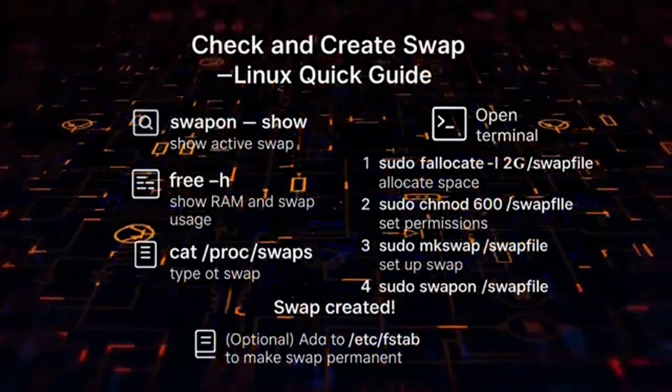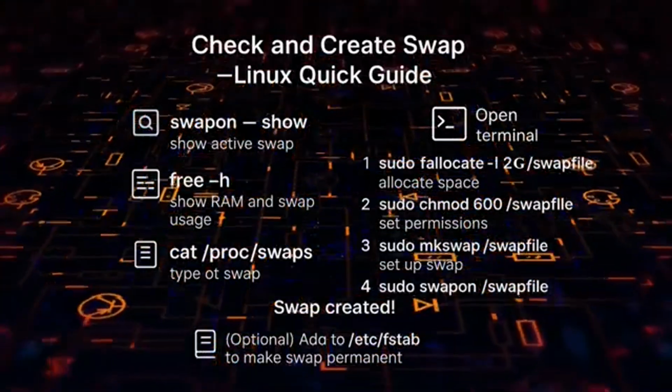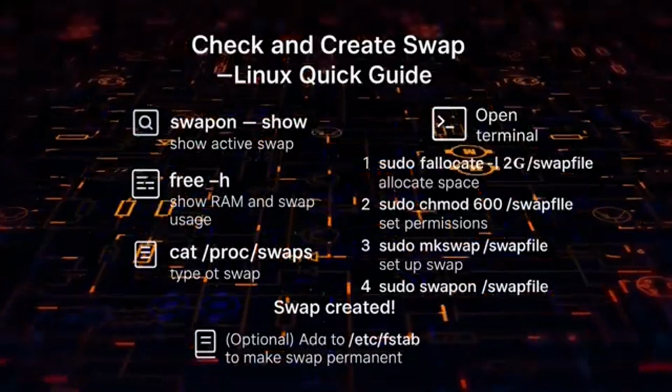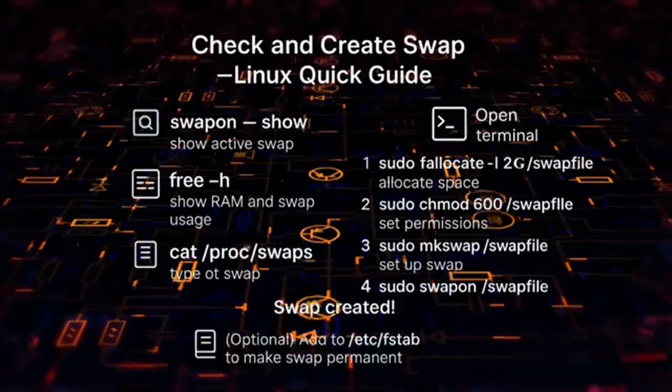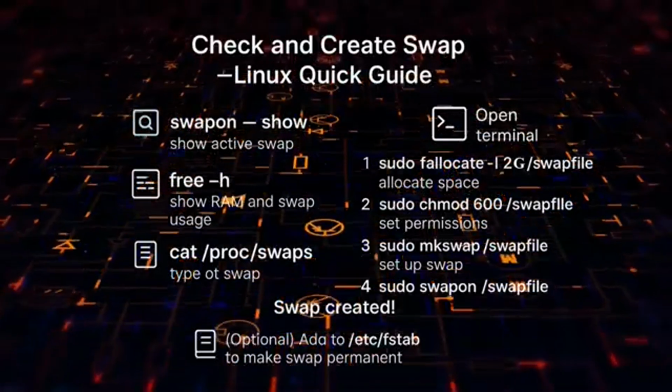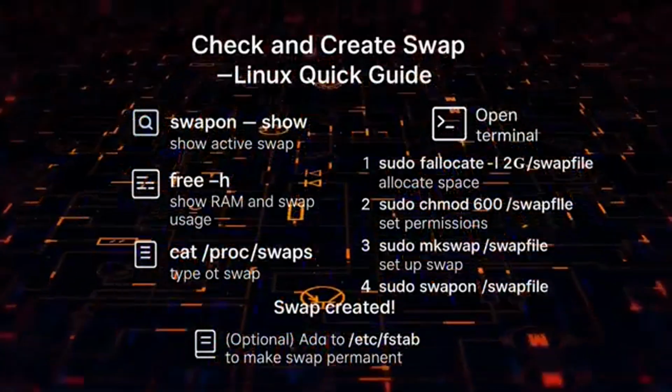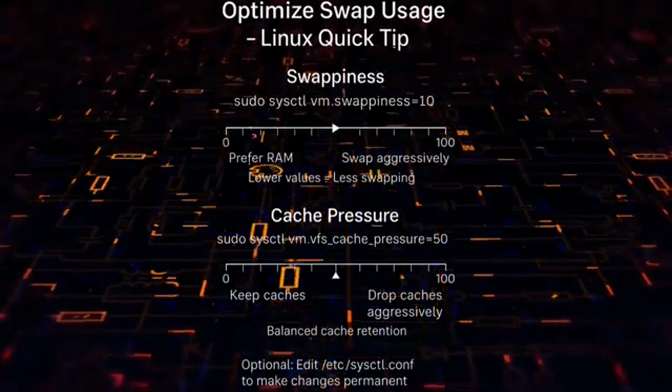How to use it properly? First, create a swap partition or swap file. It doesn't need to be huge. The old rule of double your RAM is outdated. Just make it reasonable for your workload. Then, tweak two key parameters: swappiness equals 10, cache pressure equals 50.